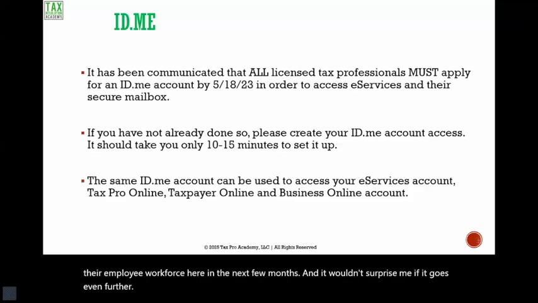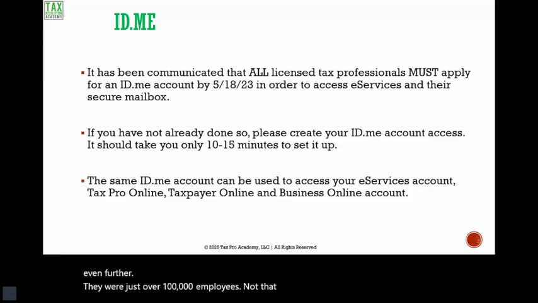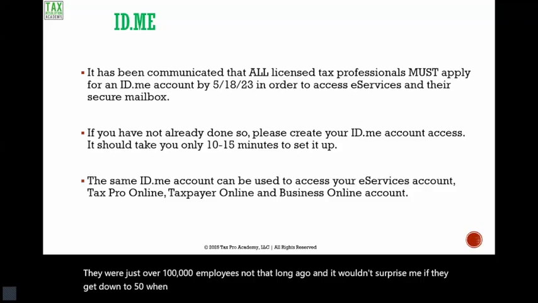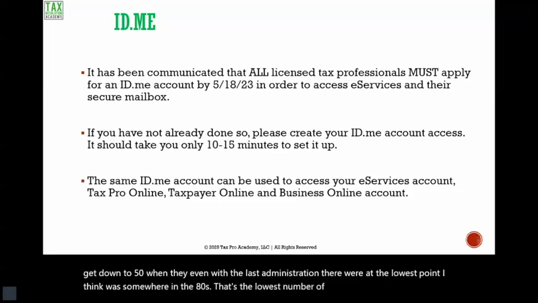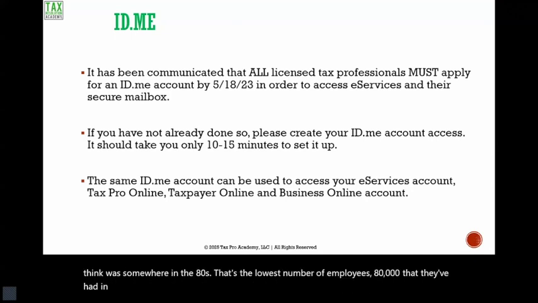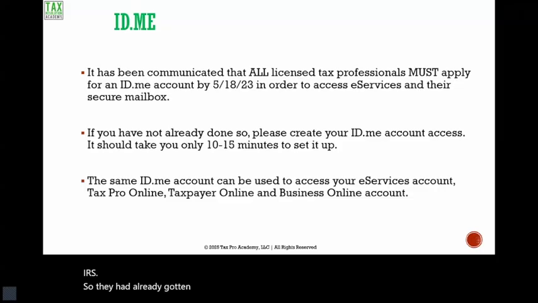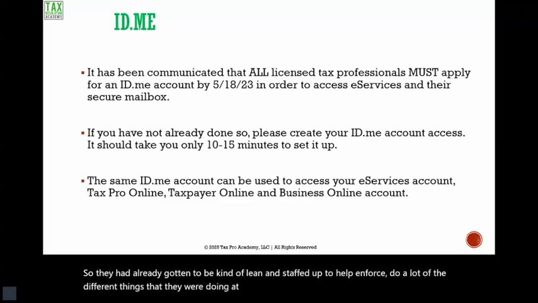They were just over 100,000 employees not that long ago, and it wouldn't surprise me if they get down to 50. Even with the last administration, the lowest point, I think, was somewhere in the 80s. That's the lowest number of employees, 80,000, that they've had in a long time. There's been as many as 120 or 130,000 employees in the IRS. So they had already gotten to be kind of lean and staffed up to help enforce, do a lot of the different things that they were doing at that point in time.